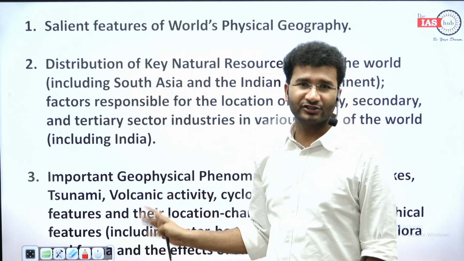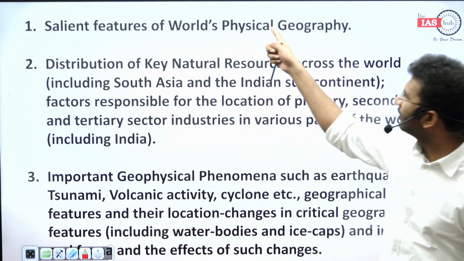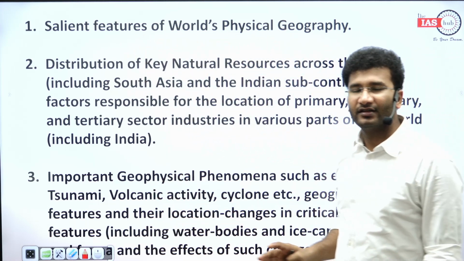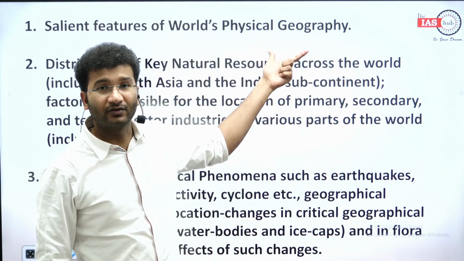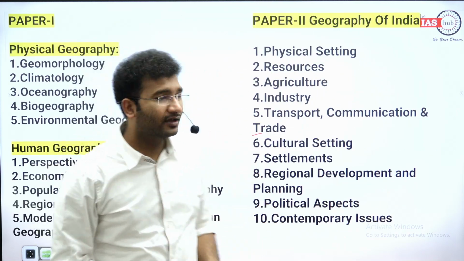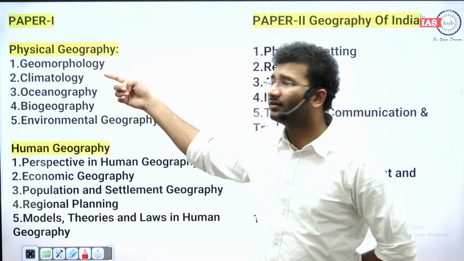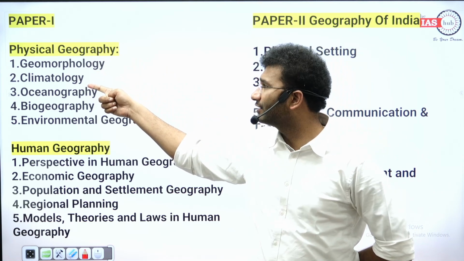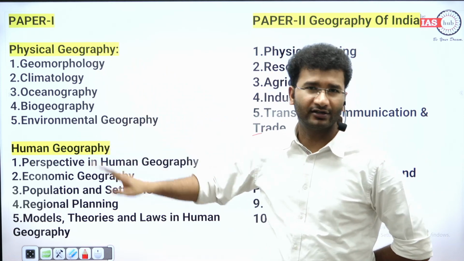In GS, the syllabus given says, look, salient features of the world physical geography. Salient features of the world physical geography. It only mentions physical geography. But in optional, what do they do? They go into a little more detail and mention physical geography. In physical geography, what do you study? You study geomorphology, climatology, oceanography, biogeography, and environmental geography.